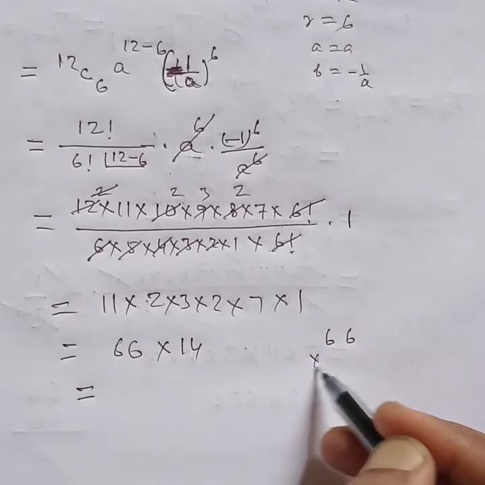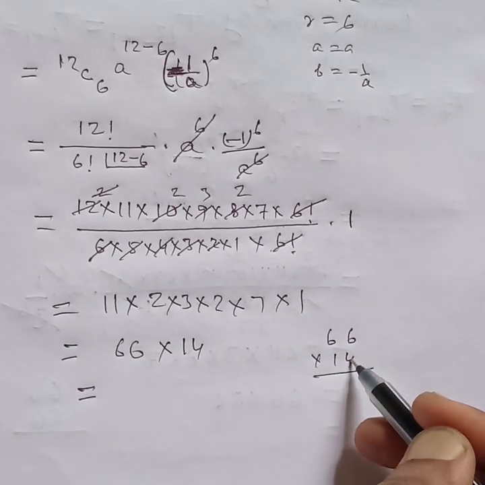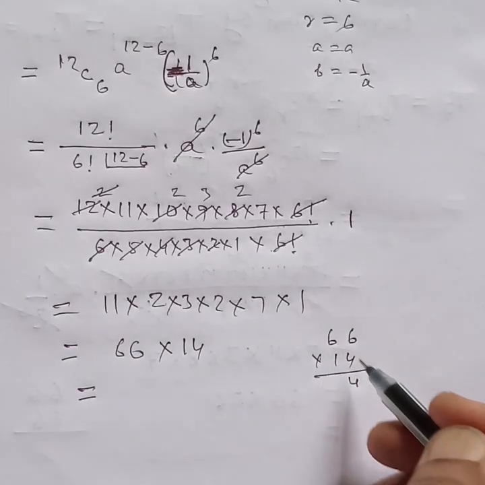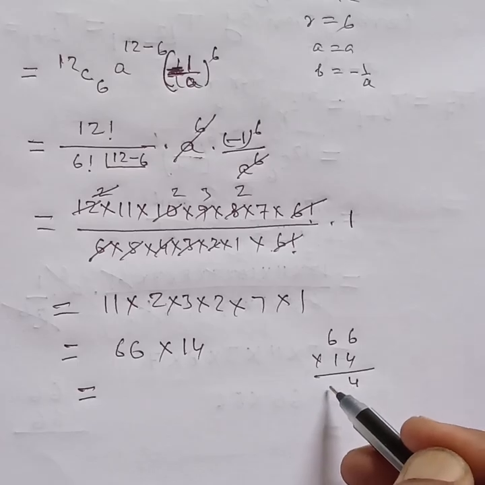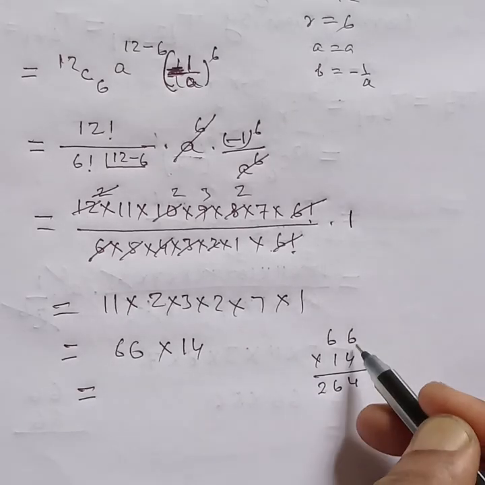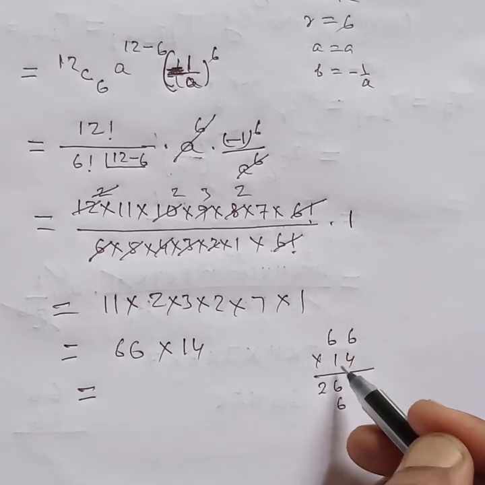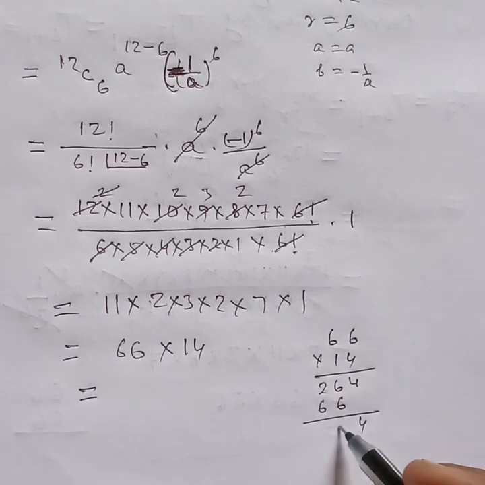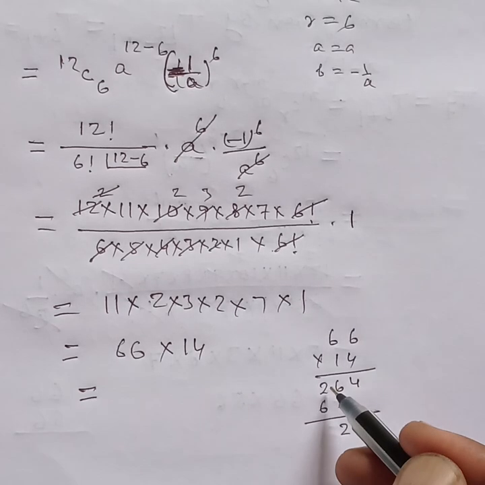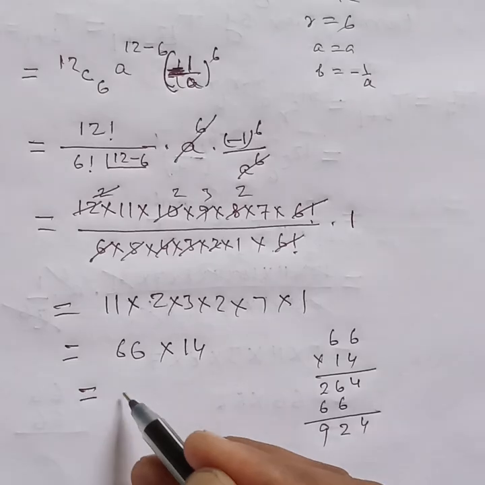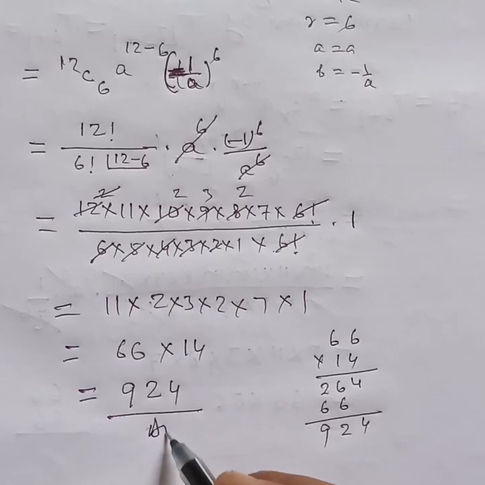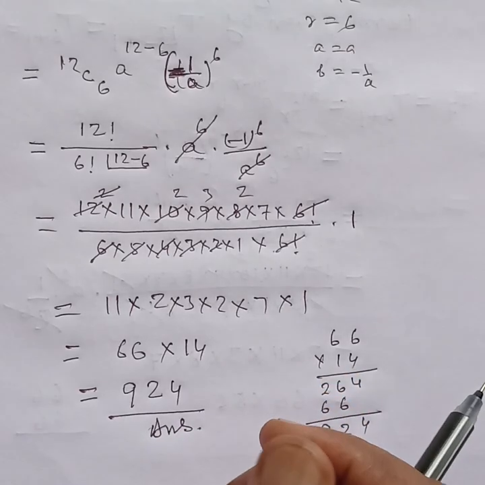And this is equal to 66 into 14. 4 sixes are 24, carry 2, 26, 6 ones are 6, 6 ones are 6, 4 sixes plus 6 is 12, carry 1, 2 and 3 is 6, plus 2 is 8, plus 1 is 9. This is 924, and this is the answer of this problem.